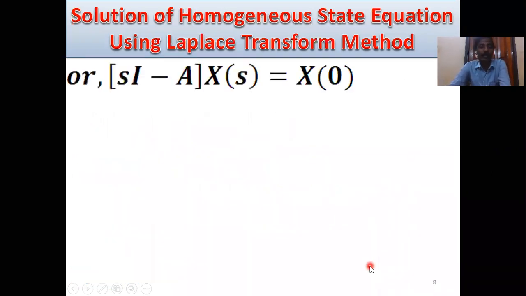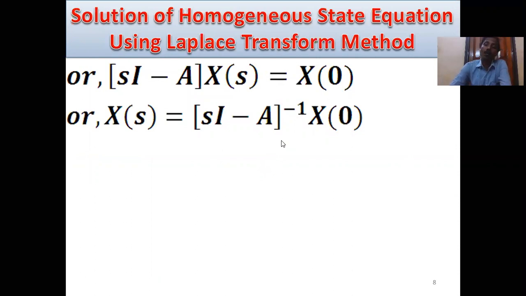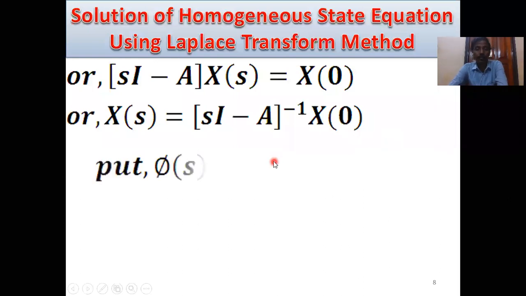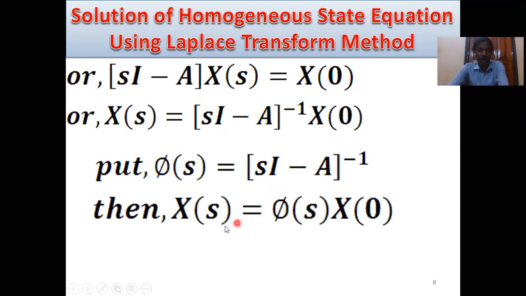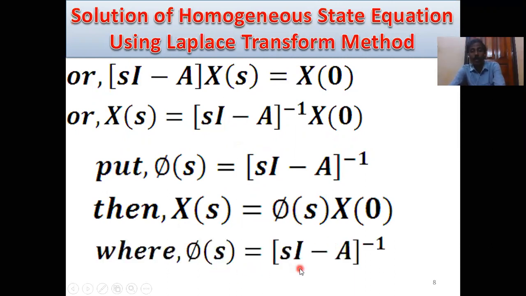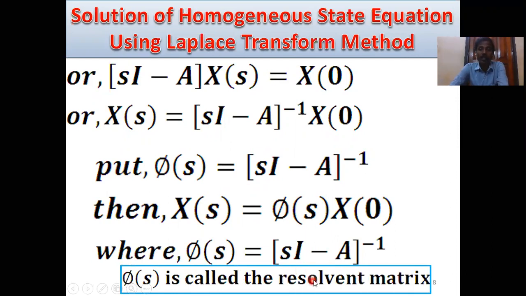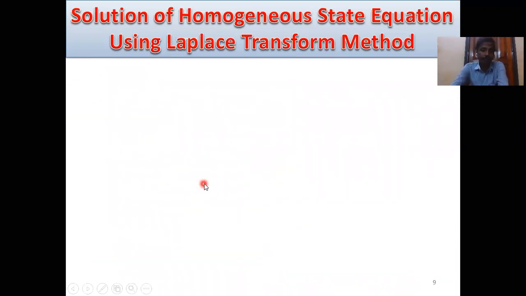And what is X of s? X of s equals sI minus A whole inverse x of 0. Where sI minus A whole inverse is called the resolvent matrix, and this is also called phi of s. So phi of s equals sI minus A whole inverse, and X of s equals phi of s into x of 0, where phi of s is called the resolvent matrix.